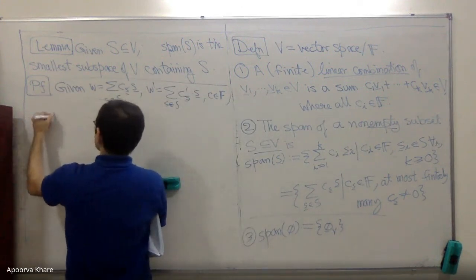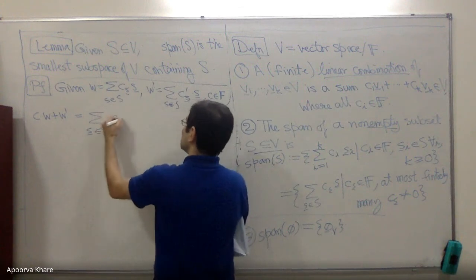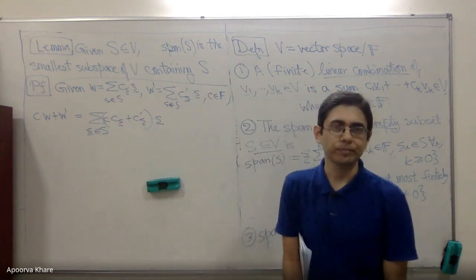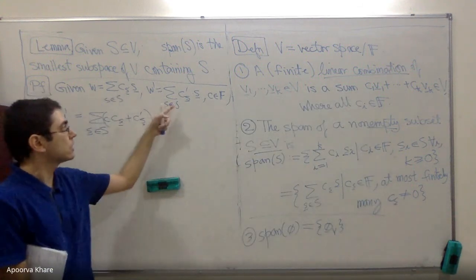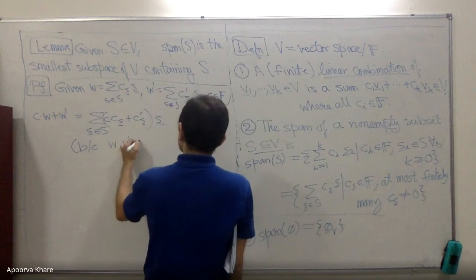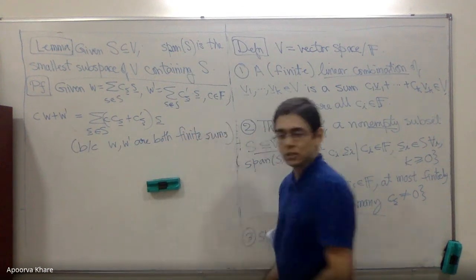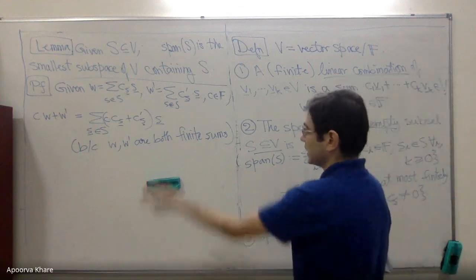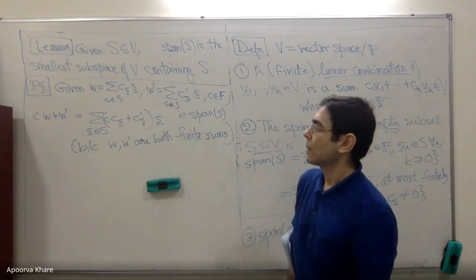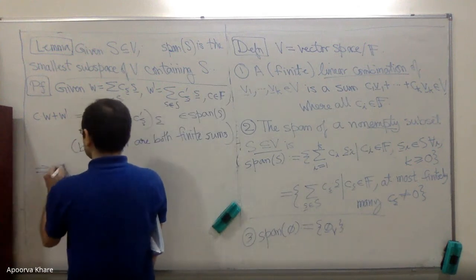Then you can compute again: c times w plus w prime is the sum over s in S of, sorry, this is not c_s, c times c_s plus c prime_s, times s. Just associativity or whatever. The point being, you can do this because all the sums are finite, since w and w prime are both finite sums. So this is still in the span of S, because if those two are finite sums, then this is a finite sum. So the span of S satisfies the property that if w and w prime lie in it, then c times w plus w prime lies in it. Therefore, the span of S is a subspace.